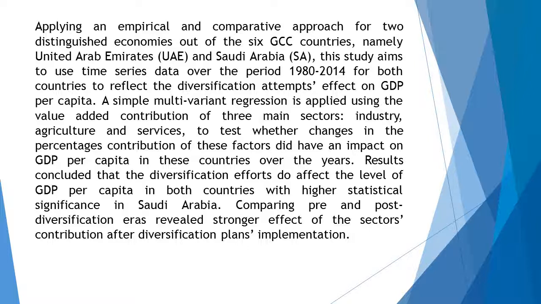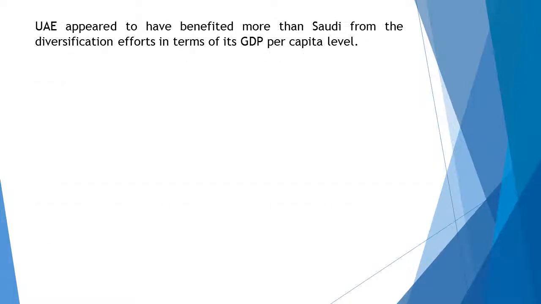with higher statistical significance in Saudi Arabia. Comparing pre- and post-diversification years revealed stronger effect of the sector's contribution after diversification plans implementation. UAE appeared to have benefited more than Saudi from the diversification efforts in terms of its GDP per capita level.